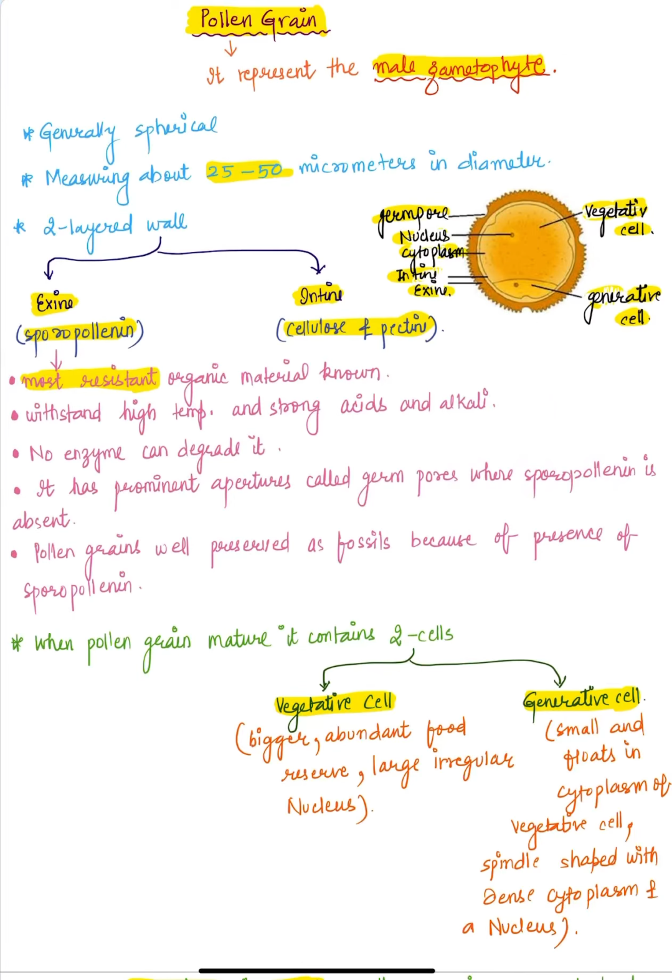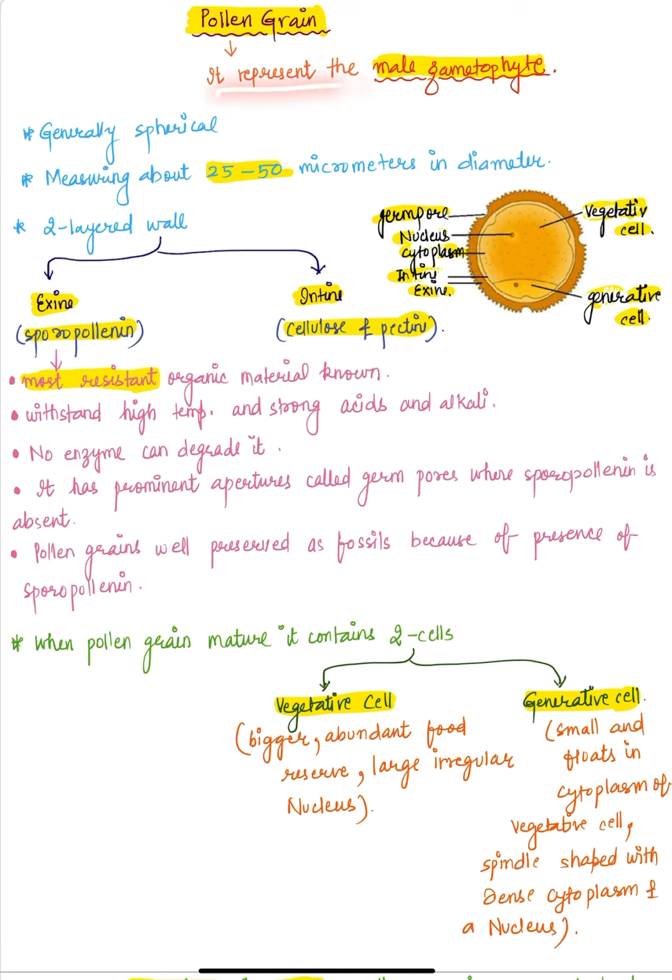Today we are diving deep into the structure of a pollen grain, those tiny but mighty particles that help plants reproduce. What is a pollen grain? A pollen grain is the male reproductive part of a flower. It carries the male gametes which are needed for fertilization. So it represents the male gametophyte.